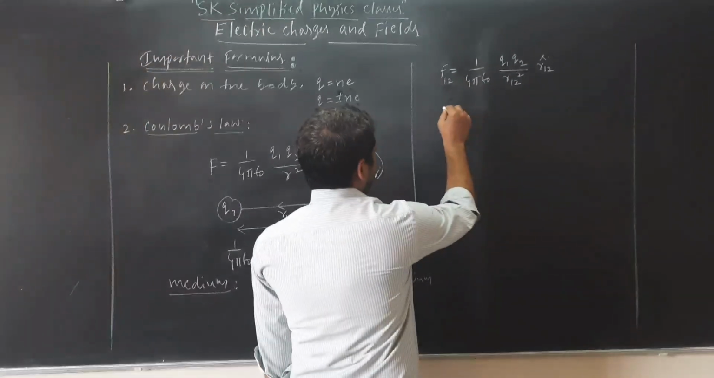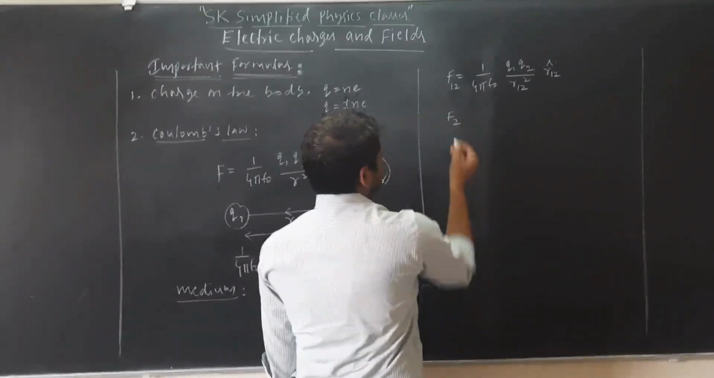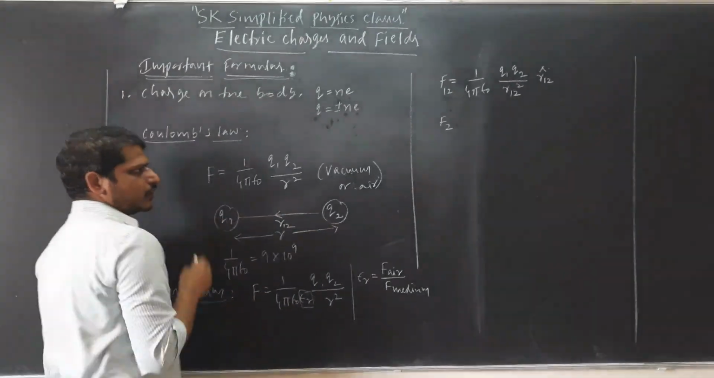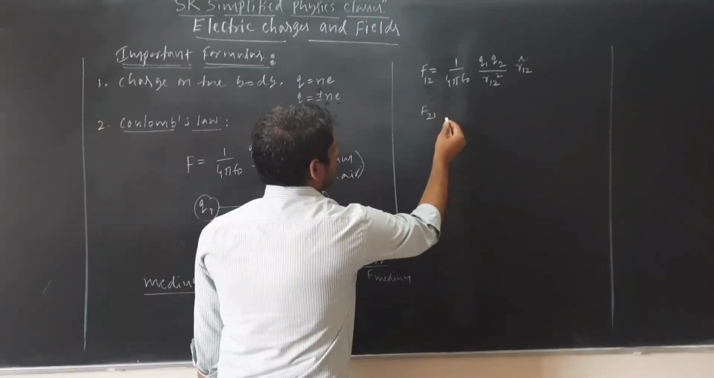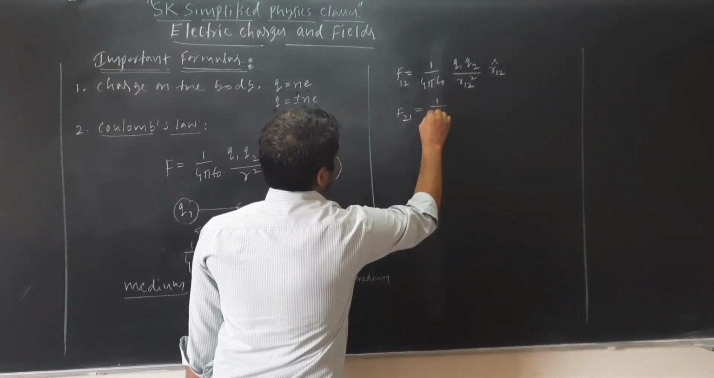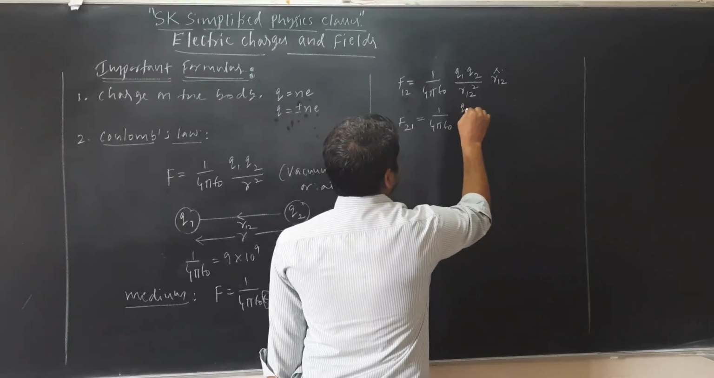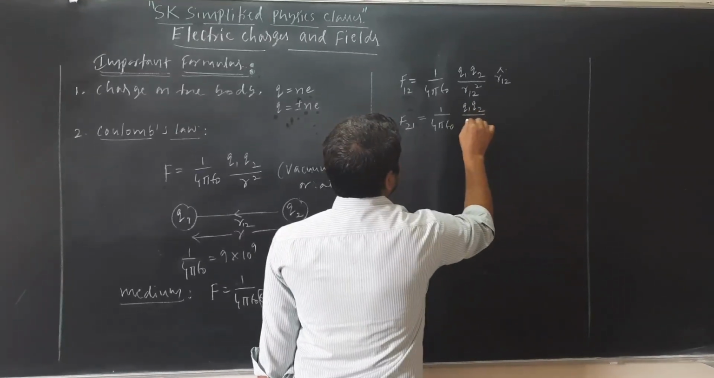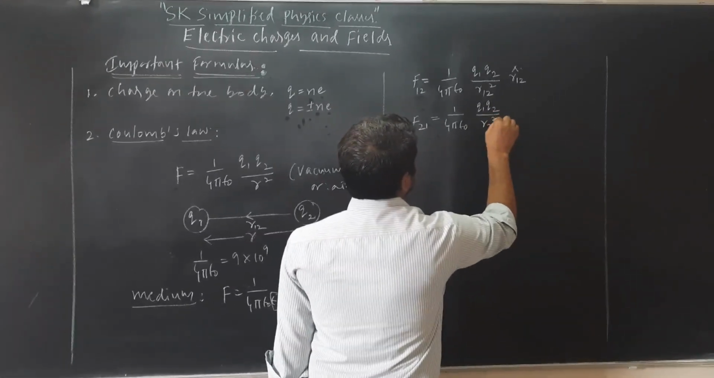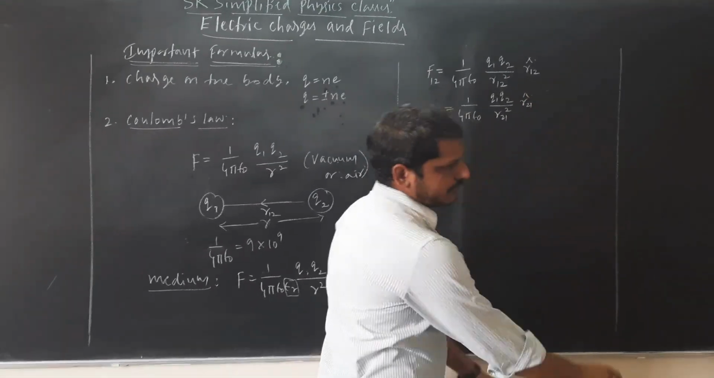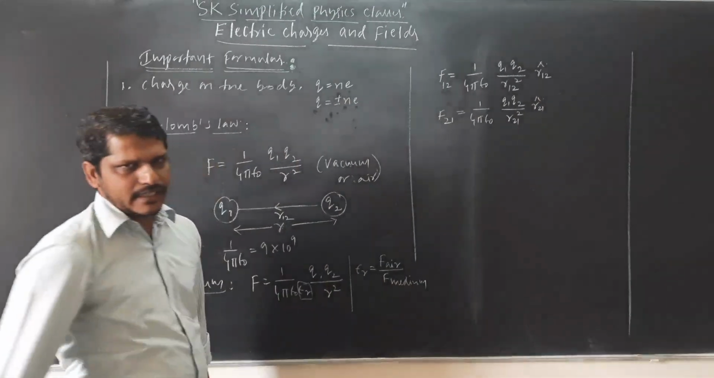Similarly, we can write the force acting on the charge Q2 by Q1. That is given by F21, which equals 1 divided by 4 pi epsilon naught, Q1 Q2 divided by R21 square, times the R21 unit vector. So this is how we can represent it.